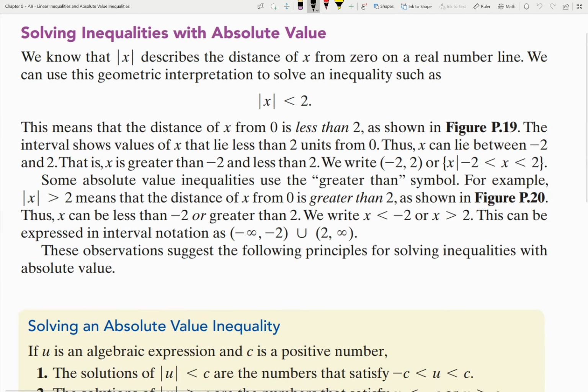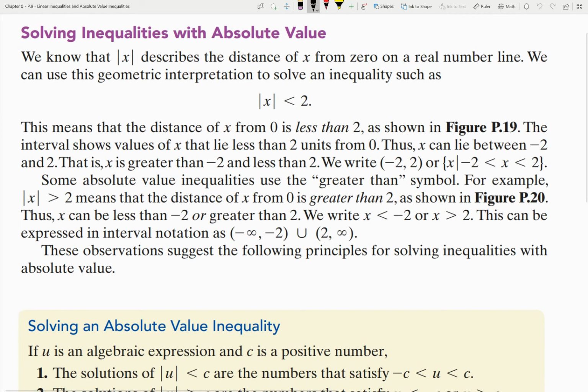Next, we'll talk about inequalities with absolute value. We know that the absolute value of x describes the distance of x from 0 on a real number line. And we can use a geometric interpretation to solve an inequality like |x| is less than 2. This means the distance of x is less than 2.